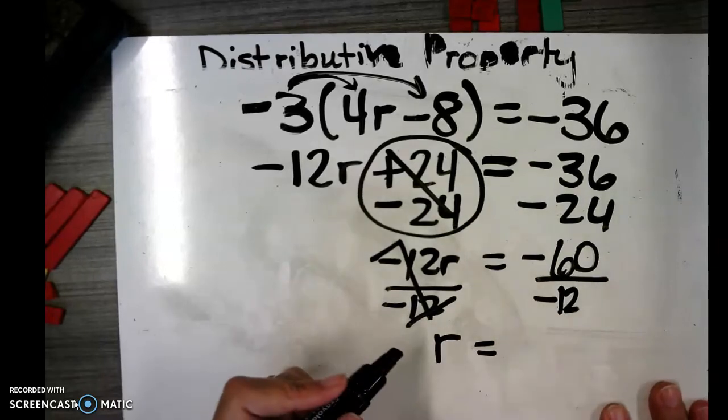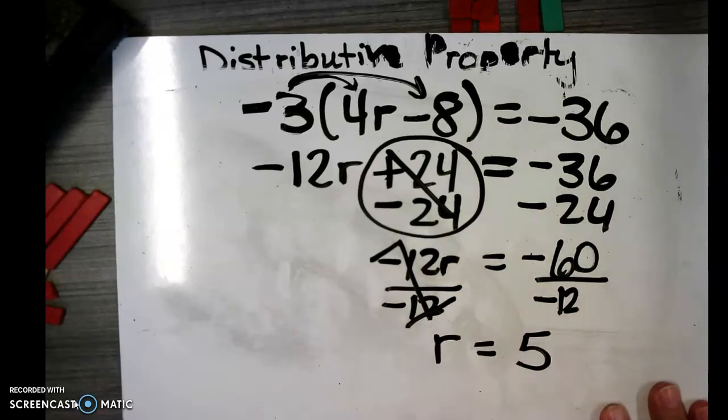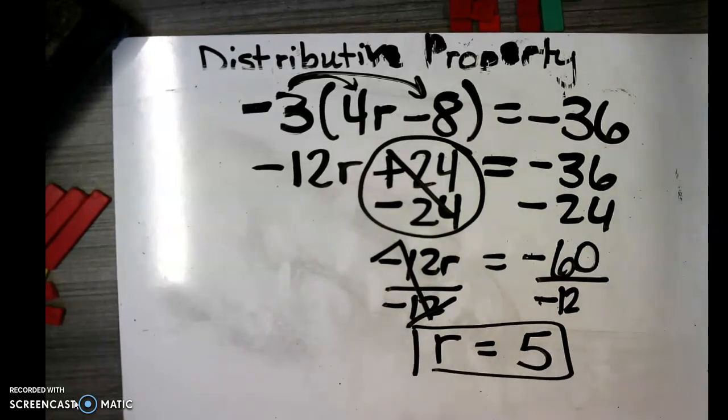Negative 60 divided by negative 12 is positive 5. Again, you've got that double negative, or you have the opposite of the negative. 60 divided by 12 is 5. And that would be our solution.